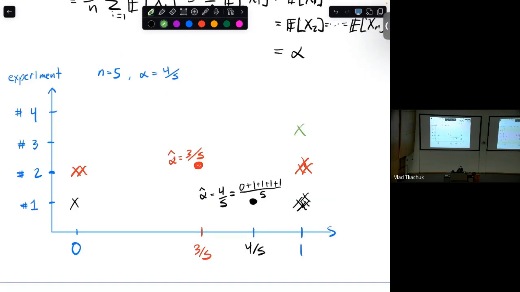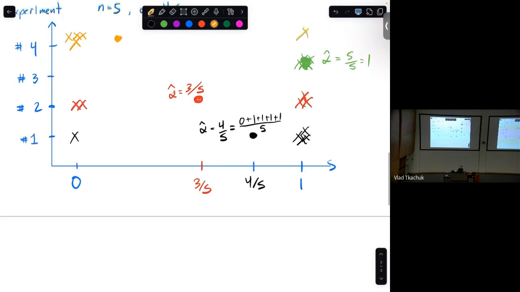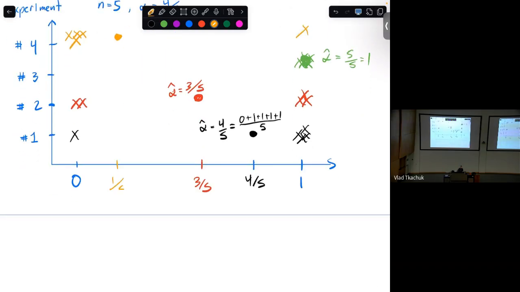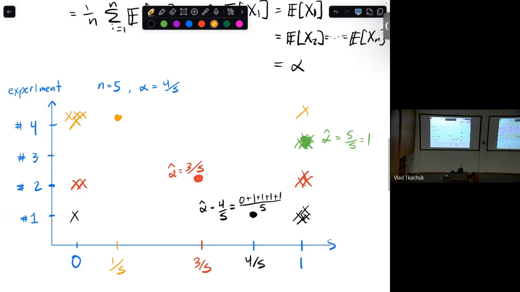And to drive the point home, let's do it again. Imagine experiment 3, you got 5 heads, which is totally possible. Now your alpha hat is right here, and alpha hat equals 5 over 5, which is 1. Notice that's not alpha. And then one more time, suppose you get really unlucky, which is totally possible, and you get 4 tails and then 1 heads. Now your estimate alpha hat will be somewhere around here, and it will equal 1 over 5, which is terrible, right? It's quite far from the true alpha.